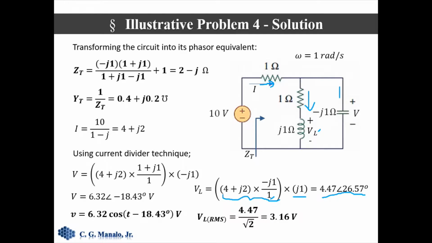Now to get the RMS voltage of V sub L, we know that this will be the amplitude of the time domain expression for V sub L. So we just divide that by the square root of 2, and that should give us its RMS voltage.